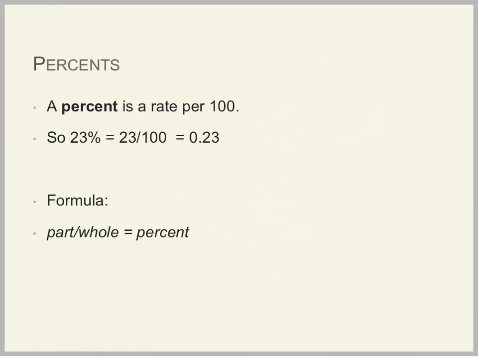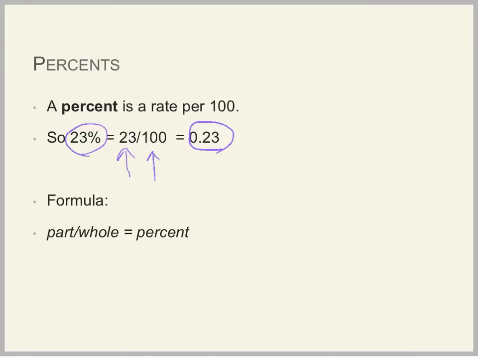Percents can be written as the rate out of 100. So 23% is 23 over 100, or 0.23, or 23 hundredths. We look at this then as the part over the whole, where 23 would be our part, 100 would be our whole, and we end up with our percent.